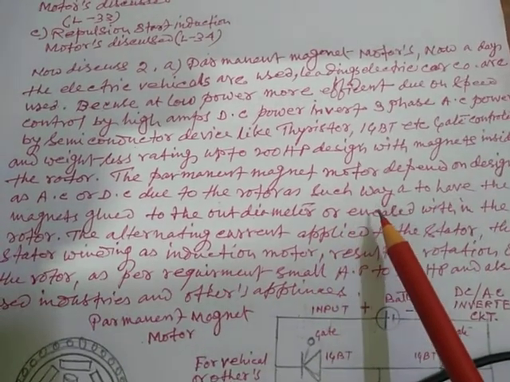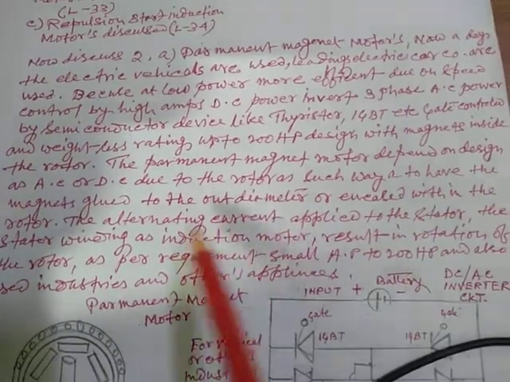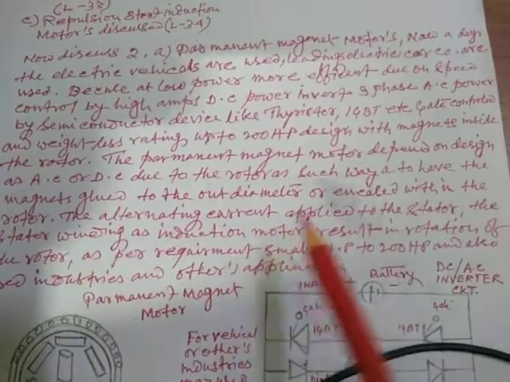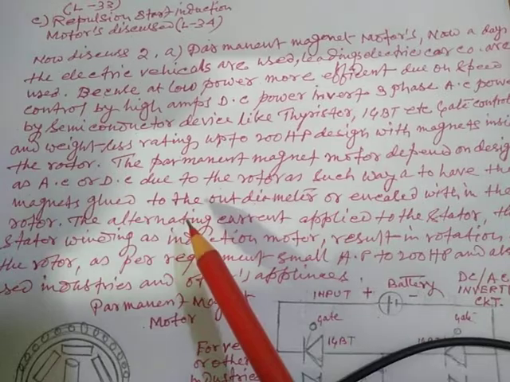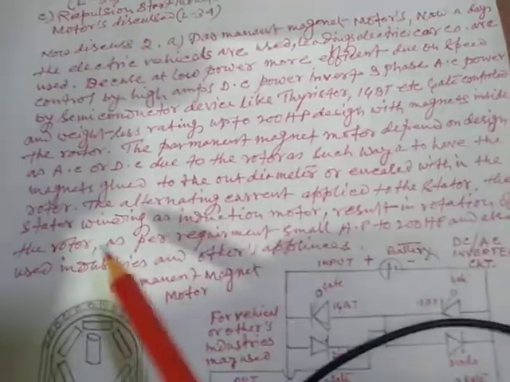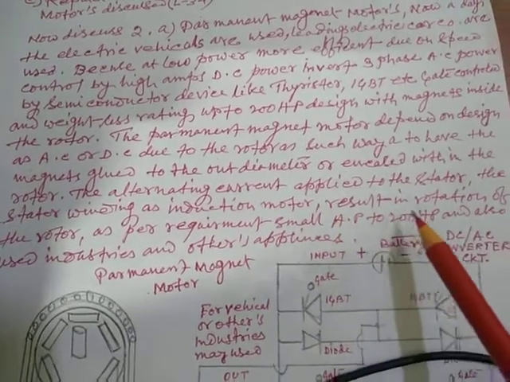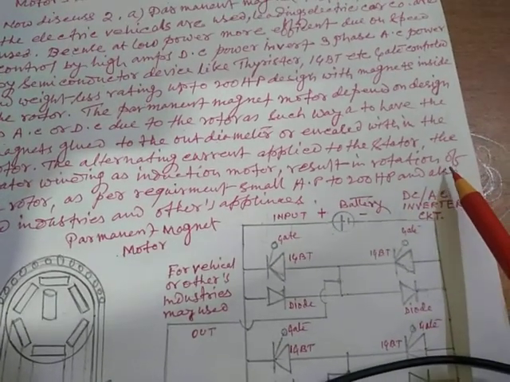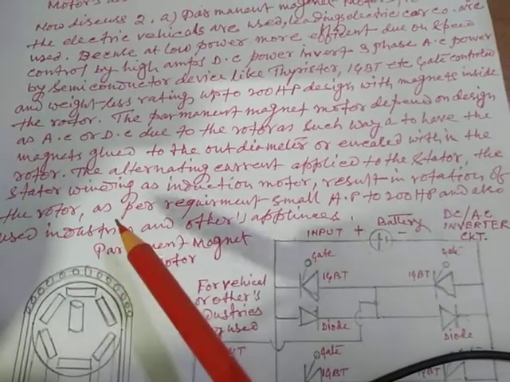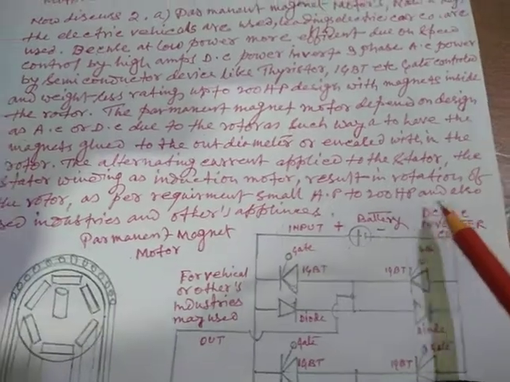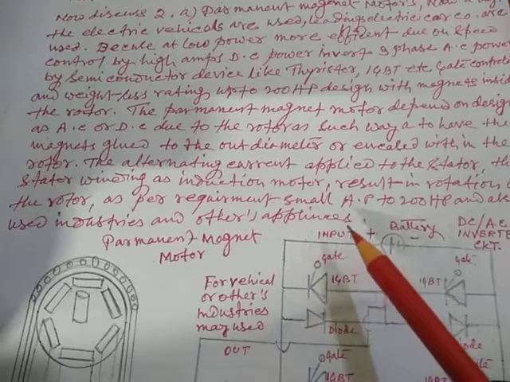The permanent magnet motor can be designed as AC or DC depending on the rotor. The magnets are glued to the outer diameter or encased within the rotor. The alternating current is applied to the stator winding as in an induction motor, resulting in rotation of the rotor. As per requirement, small horsepower, 2 to 200 horsepower, and also used in industries and other appliances.